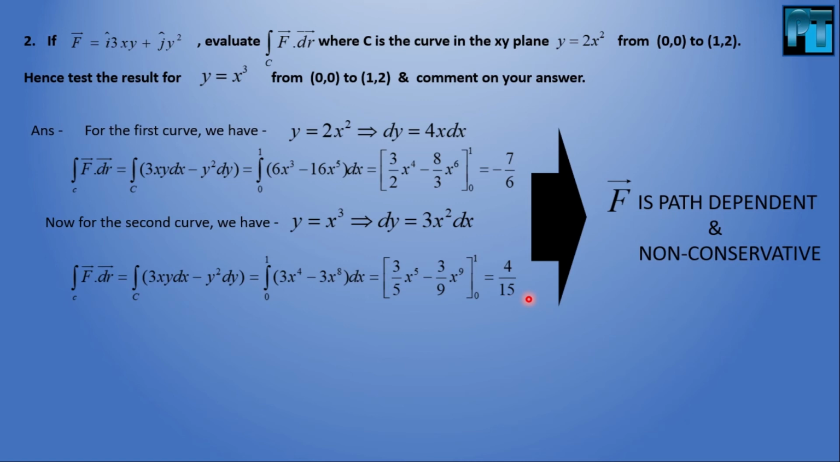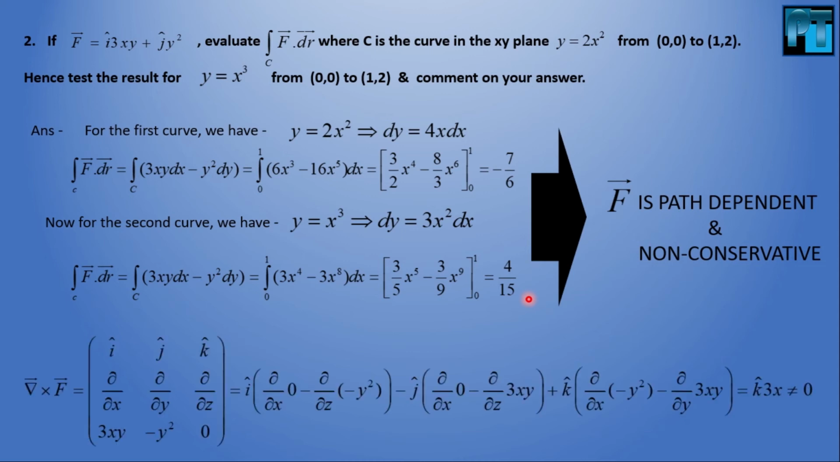Okay. Now let's test our answer. How? If F is conservative, then del cross F equals 0. If it is not, del cross F is not equal to 0. Let's see. This is del cross F. This is the format of del cross F: i, j, k, del del x, del del y, del del z, and the three components of F.